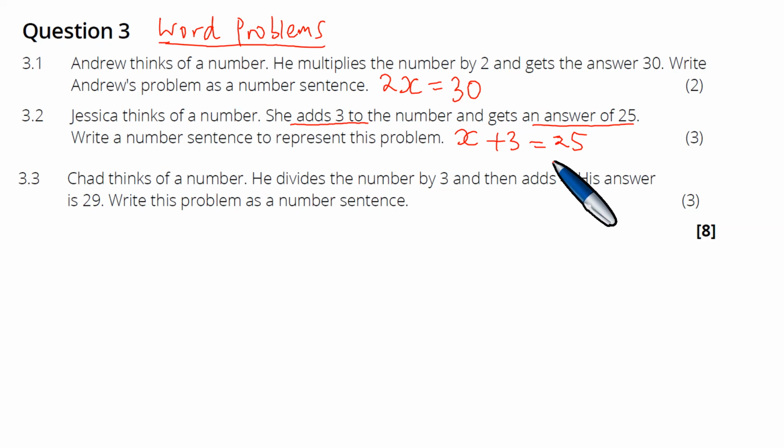So, yes, let me give you one more. Chad thinks of a number. He divides the number by 3 and then adds 4. His answer is 29. Write this problem as a number sentence. You see what Chad is doing? Chad thinks of a number. He divides the number by 3, and then after that, he adds 4. His answer is 29.